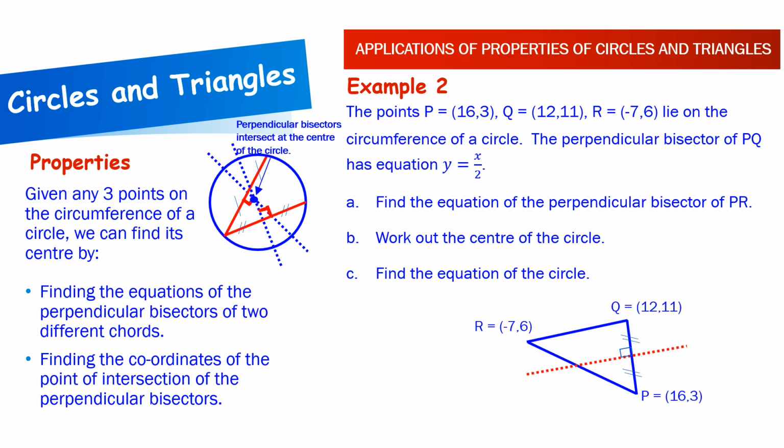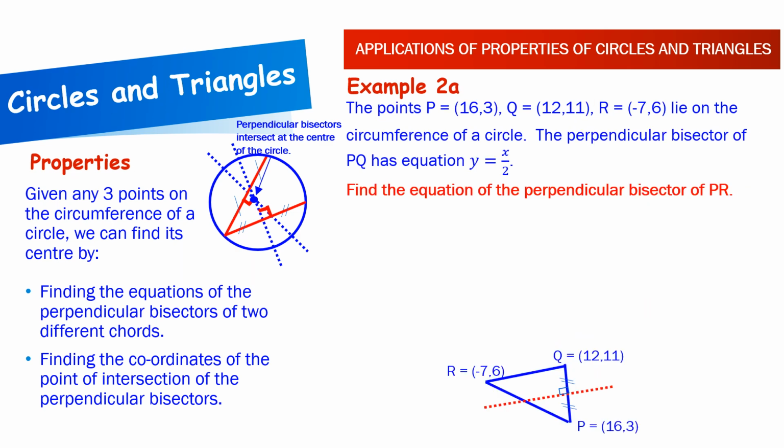Press play when you're ready to view the solutions. The points P, Q and R are as shown, and they lie on the circumference of a circle. The perpendicular bisector of PQ has equation y equals x over 2. This is illustrated in the diagram shown on your screen. Part A asks you to find the equation of the perpendicular bisector of PR. Part B asks you to work out the centre of the circle, and Part C, find the equation of the circle.